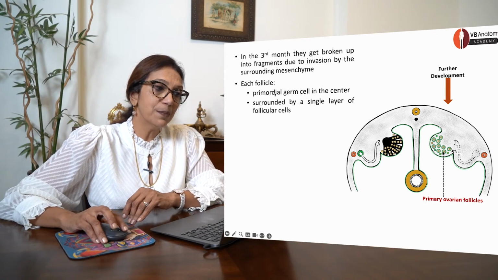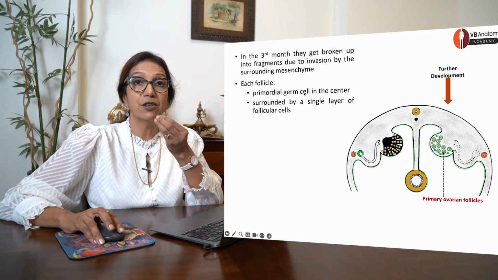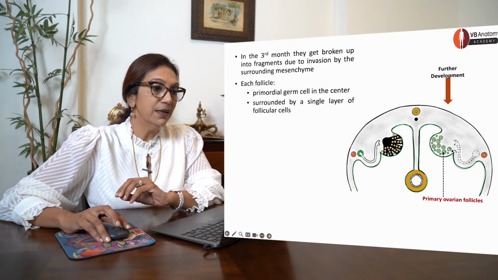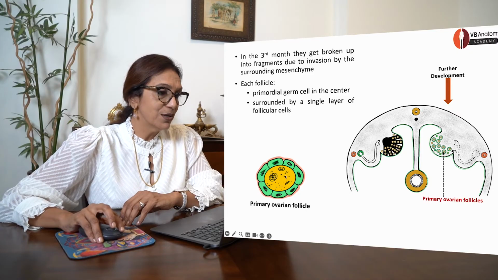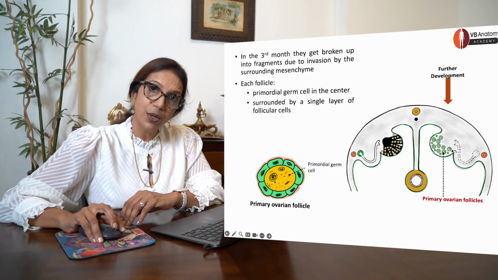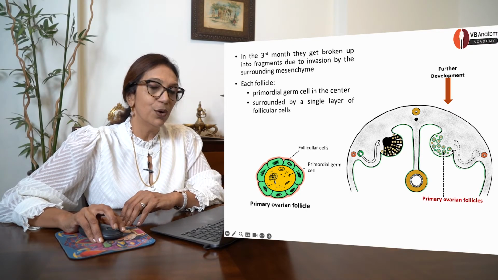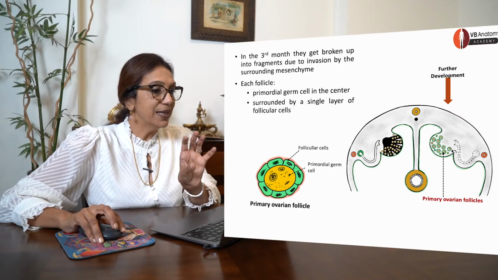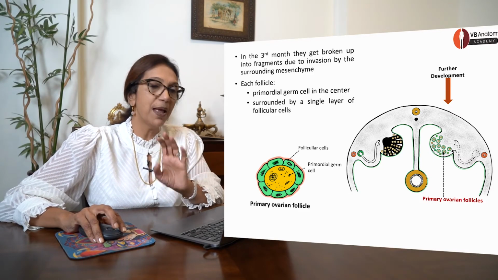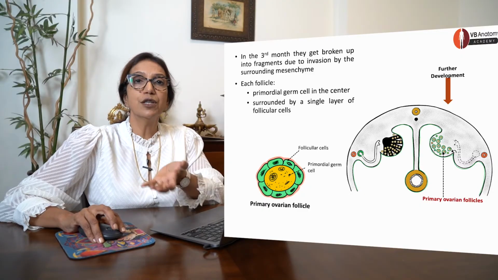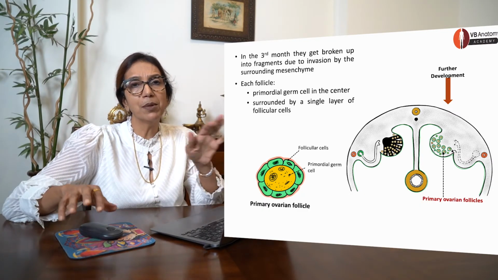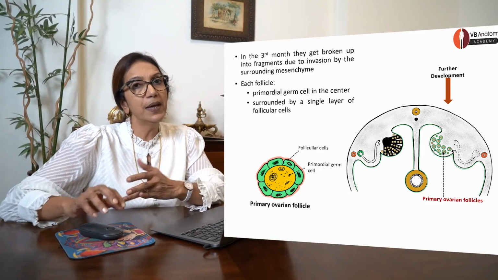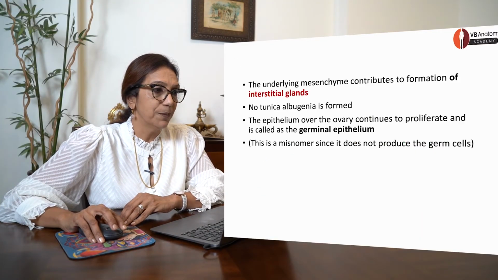Each follicle has a primordial germ cell in the center. The germ cell is in the center, surrounded by follicular cells. Take a look. So this is the germ cell, primordial germ cell, and these are the follicular cells surrounding it. And this structure together is called a primary ovarian follicle, which is what we have developed now. There are so many primary ovarian follicles now developing in the developing ovary.